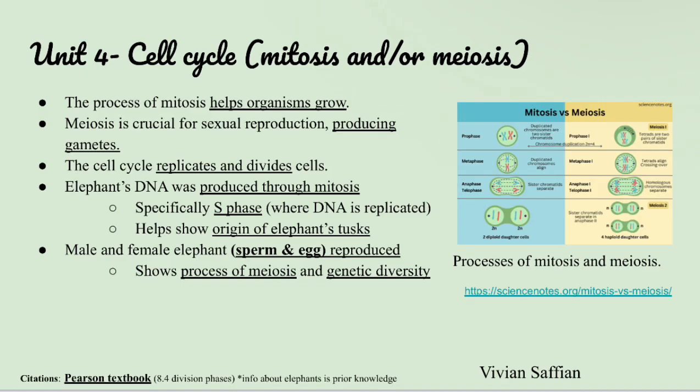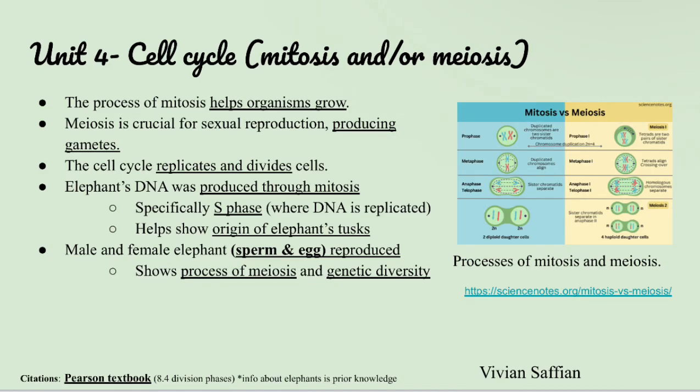Next, meiosis is crucial for sexual reproduction and produces gametes, which are also known as the sperm and egg cells. So after meiosis, there are 4 daughter cells, each consisting of a different set of DNA. And after mitosis, there are 2 daughter cells, which consist of 2 sets of DNA as well. The cell cycle is crucial because it replicates and divides cells through the processes of mitosis and meiosis.